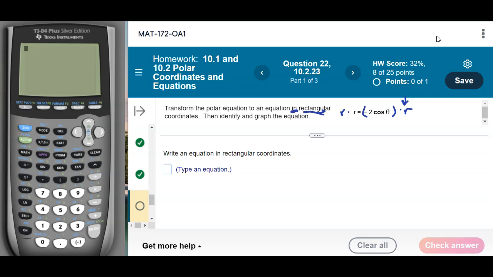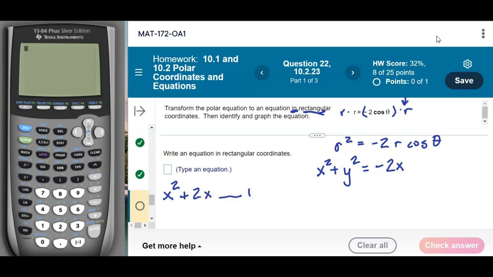All right, again, so multiplying both sides by r, I get r squared equals negative 2 r cosine theta. r squared is x squared plus y squared, and that equals negative 2. r cosine theta is x, so negative 2x. Alright, now that I have an x squared and an x together, I'm going to add that negative 2x over and get x squared plus 2x plus y squared equals, there's nothing left over there, so I'm just going to type equals 0. When I add the 2x over, there's nothing left on the right side.